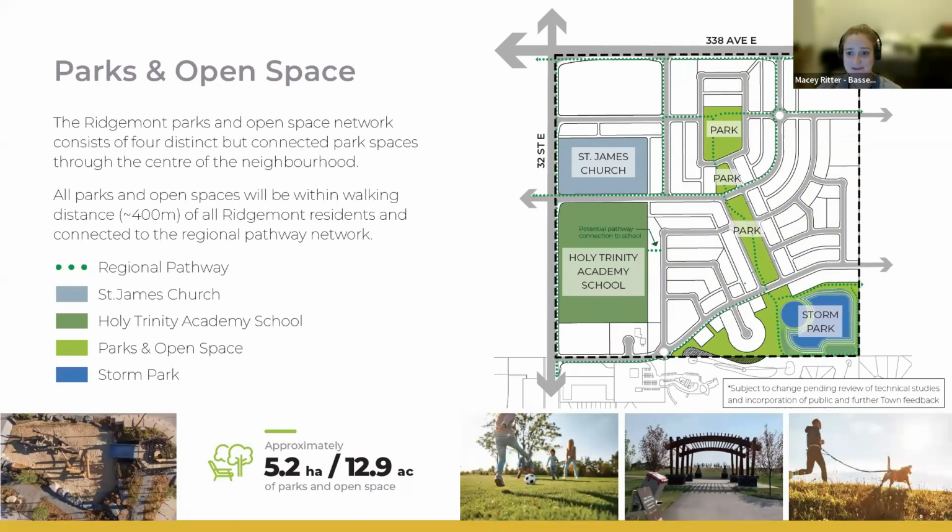Ridgemont has been designed with a unique connected park network through the center of the neighborhood, which will consist of 4 distinct park spaces that will all be tied together through design elements and the central regional pathway connecting these parcels. And due to the location of the parks, all parks and open spaces will be within walking distance of Ridgemont residents, providing easy access to wonderful amenities with the regional pathway. These proposed amenities transition from more active uses found in the north to more passive uses found in the south.